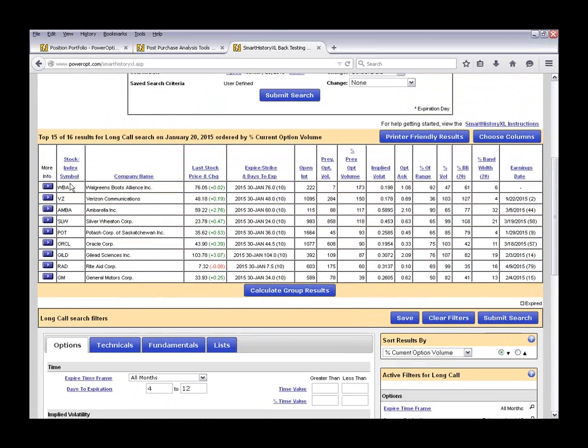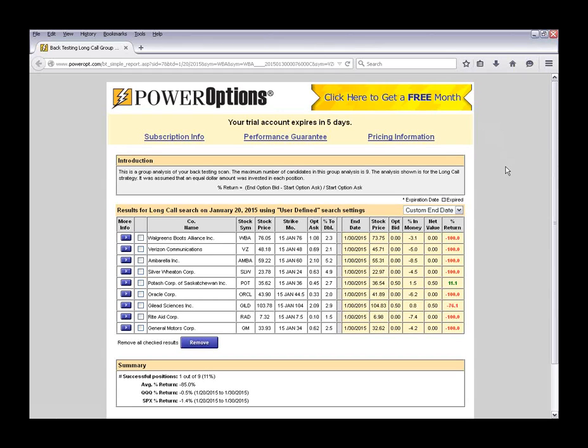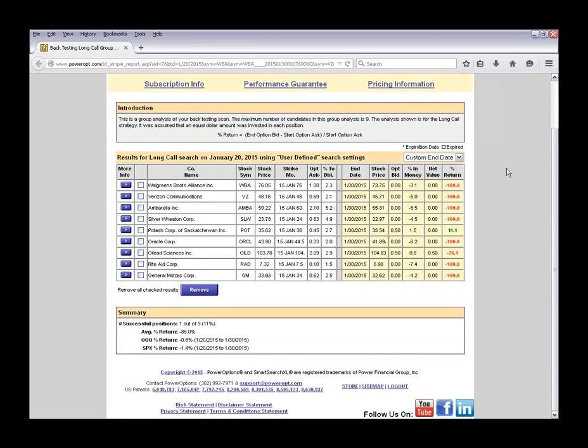All right, so here's our few results here: 1, 2, 3, 4, 5, 6, 7, 8, 9. 9 results for weekly calls that match that criteria from January 20th. Now let's go ahead and calculate group results, and let's see how these performed today. Of course, you might have done some management in between the time you entered the trade and today's expiration. That would be based, again, on the trading plan that you set based on your risk-reward tolerances. Holy Hannah. Of course, this was a bad market to do it in.